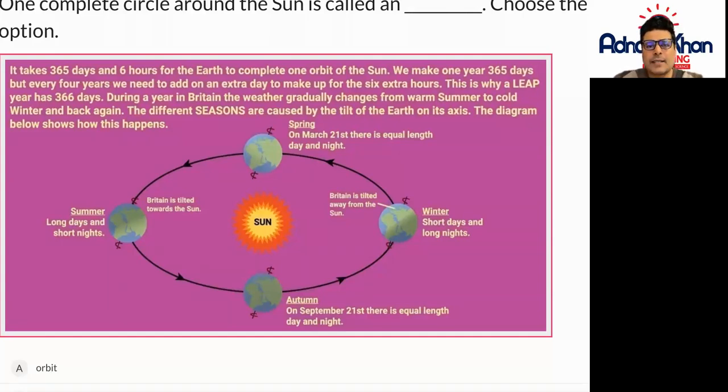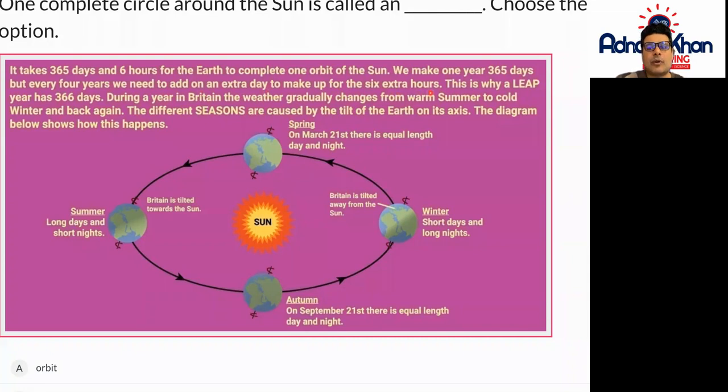It takes 365 days and 6 hours for the Earth to complete one orbit of the Sun. In other words, in a year, we have 365 and a quarter days. All the way around the Sun makes 1 year, 365 days, but every 4 years, we need to add an extra day to make up for the 6 extra hours.